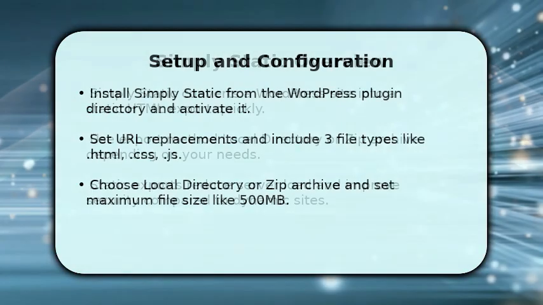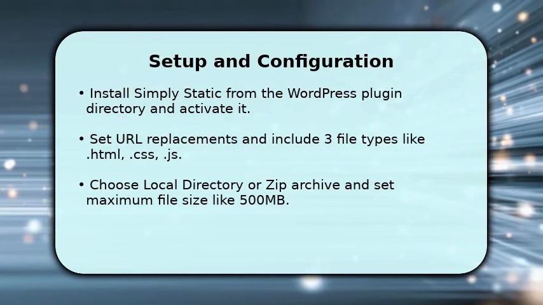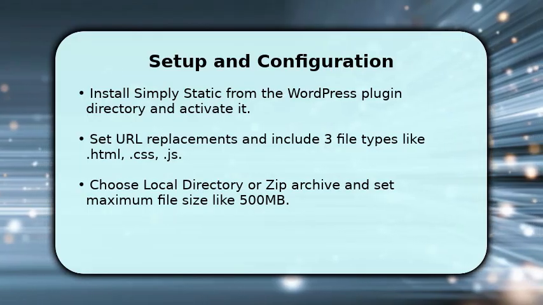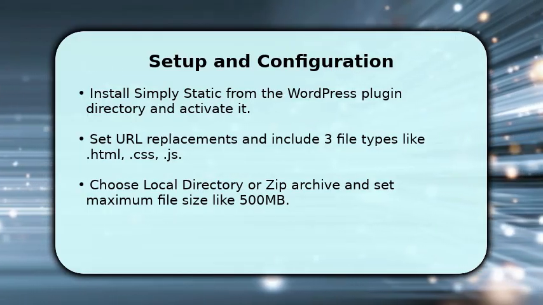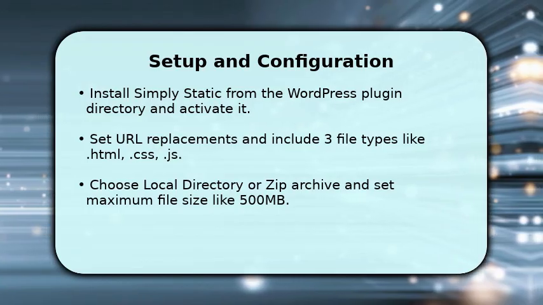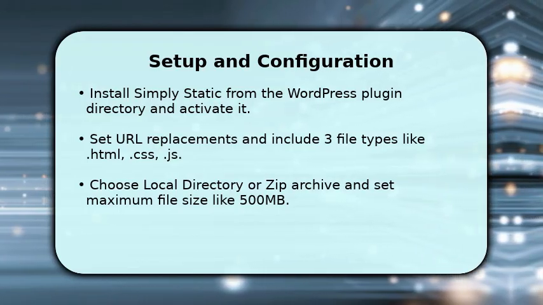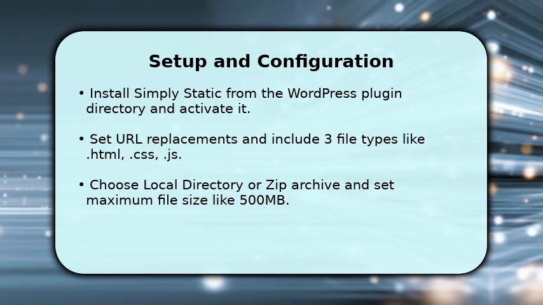Static exports improve performance. Install Simply Static from the WordPress plugin directory and activate it. Open the plugin settings to set a destination URL and file options. Configure URL replacements to rewrite links to absolute or relative addresses.